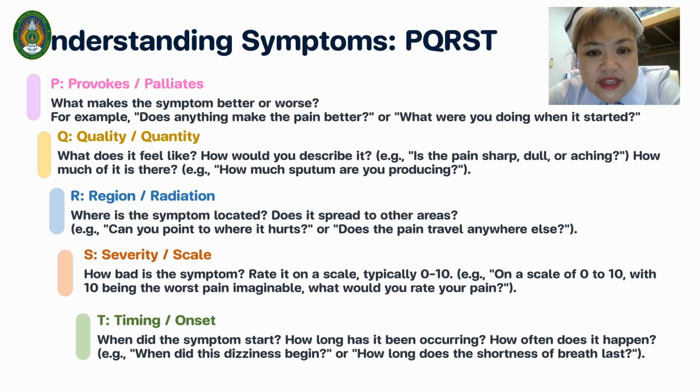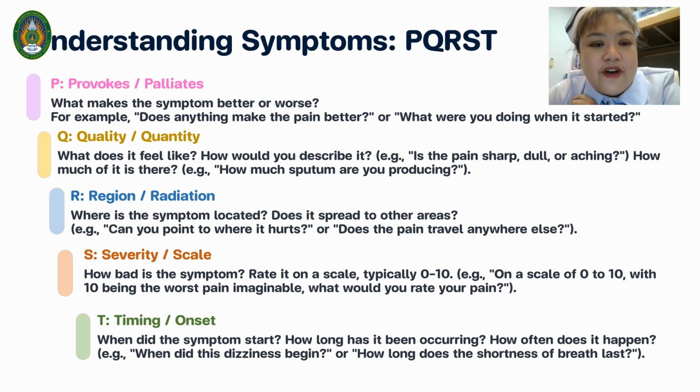Now let's move to the symptoms. To assess symptoms like pain, we can use the concept of PQRST. It can help us to ask all the important questions in English to get a complete picture. P stands for provoke or palliative. It asks about what makes symptoms better or worse.